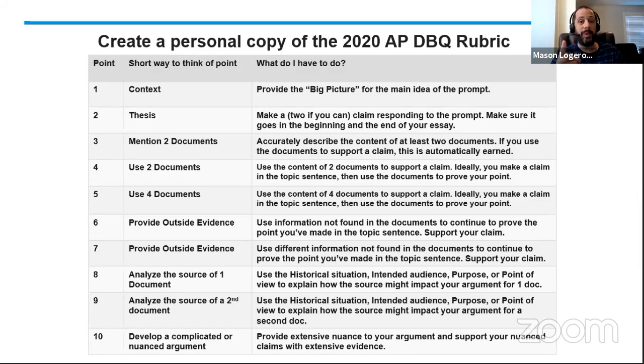This is not a normal AP test. This is not a normal DBQ, okay? With only 5 documents and 45 minutes, doing a complex argument is going to be extremely difficult. So what I'm going to suggest to you, make sure you get those other 9 points nailed down. If you feel really good about the other 9 points, then start to think about complexity.